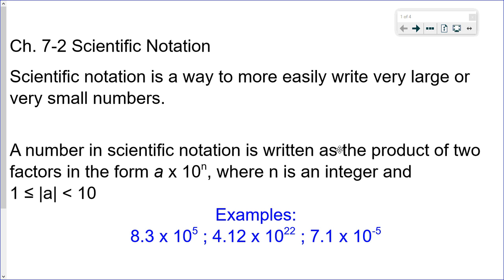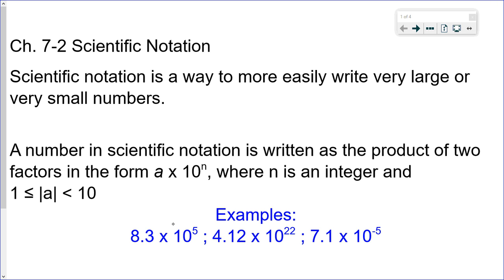A number in scientific notation is written as the product of two factors in the form a times 10 to the nth power. The x means times, so it's not a variable x. Here n is an integer, so it's a positive or negative whole number, and the absolute value of a is greater than or equal to 1 and less than 10. So the a value could be negative.